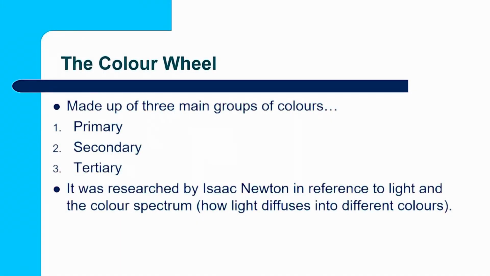The colour wheel. It is made up of three main groups of colours: primary, secondary and tertiary colours. It was researched by Isaac Newton in reference to light and the colour spectrum. He is of course a famous scientist who is more famously known for an apple falling on his head and his subsequent writing about gravity.